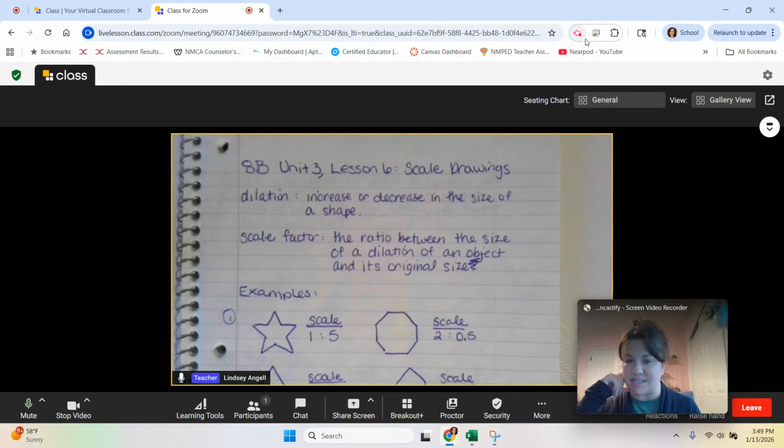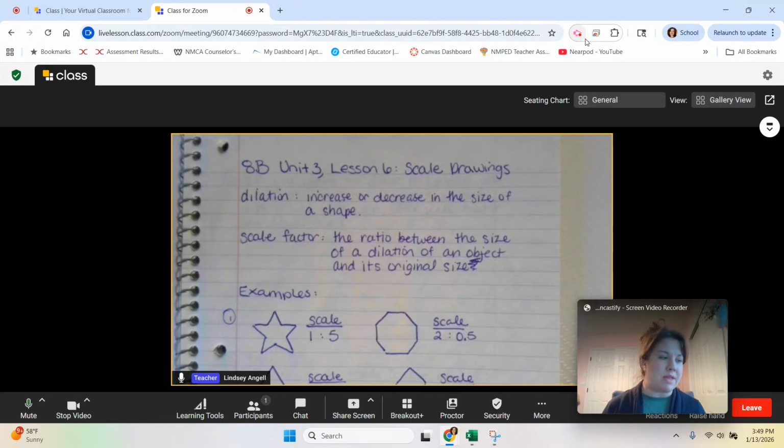Unit 3, Lesson 6, Scale Drawings. Scale drawings are a type of dilation, especially when it comes to drawings. Think of a building. You've probably heard of blueprints. That's a scale drawing, meaning everything is to scale, all of those angles are the same, all of the side lengths are proportional, stuff like that. It's just shrunk down.